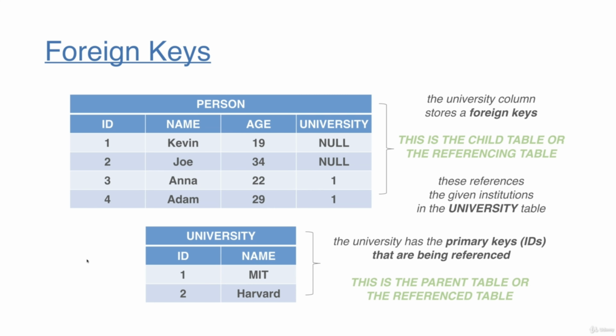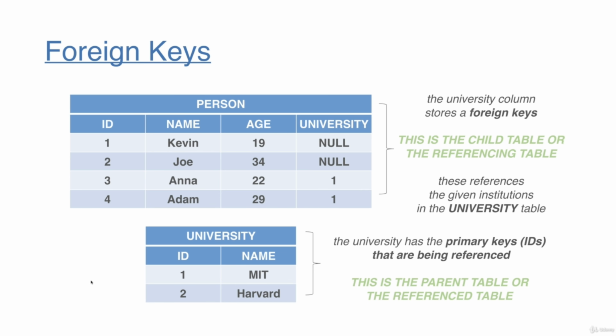So as far as the restrict approach is concerned, when we want to remove, for example, the MIT with ID 1 from the university database table, then MySQL is going to take a look at the person database table and it will come to the conclusion that it is not possible to remove MIT because the person database table is referencing that given row. So what's going to happen?